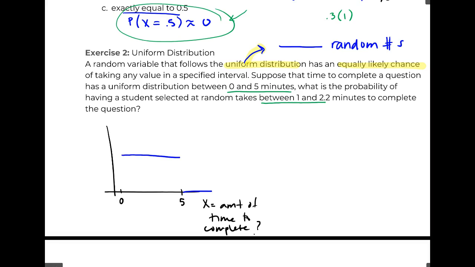After 5 minutes, the probability drops to 0. Before 0 minutes, probability drops to 0. So this is our curve. We don't necessarily know the height of this probability density function, but we can figure that out just like we did on the last example, right? We know that the entire area of this whole curve needs to be 1.